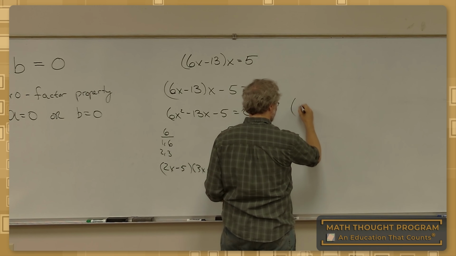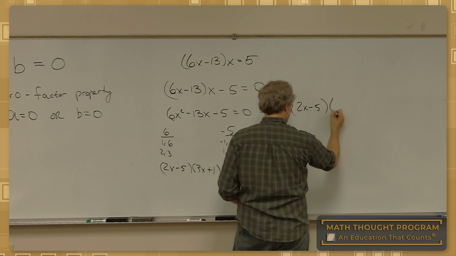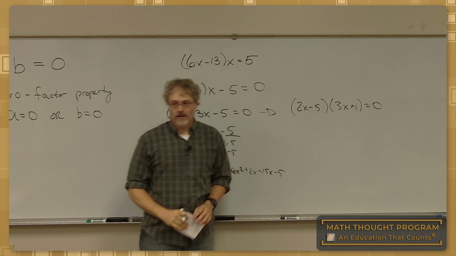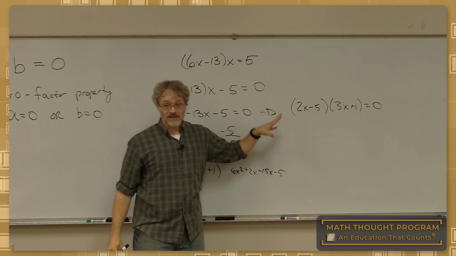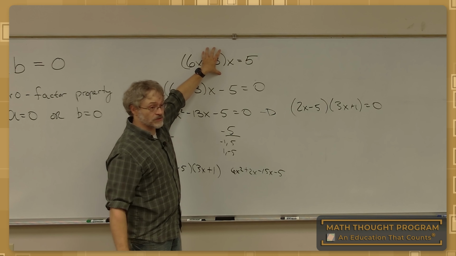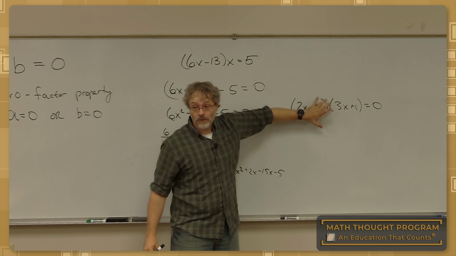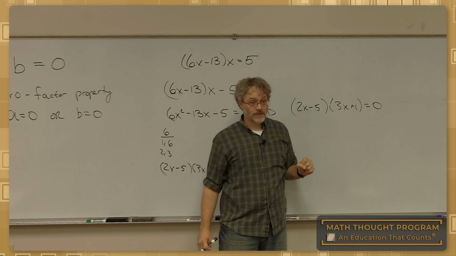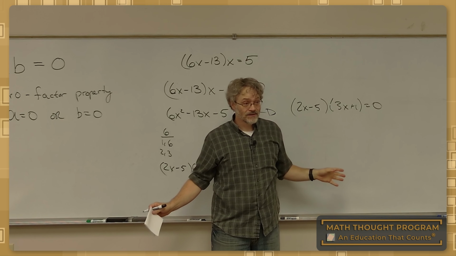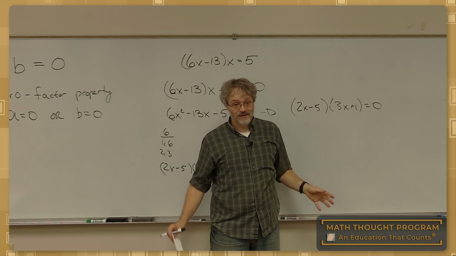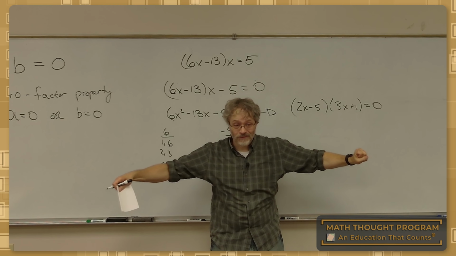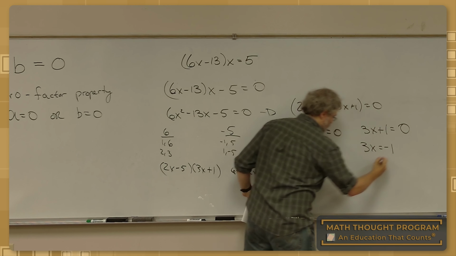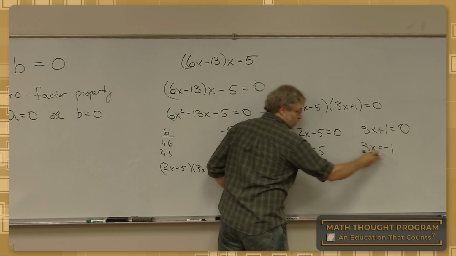All right, so we're going to have 2x minus 5, 3x plus 1 equals 0. As soon as I have taken this equation and rewritten it, so I have factors, and I have 0, guys, it's time to celebrate because you're just about done. Take it, break it apart, 2 different pieces, solve for x. Divide by 2, divide by 3.